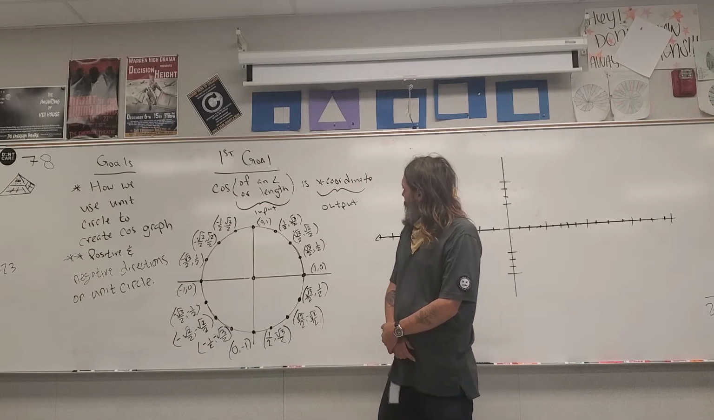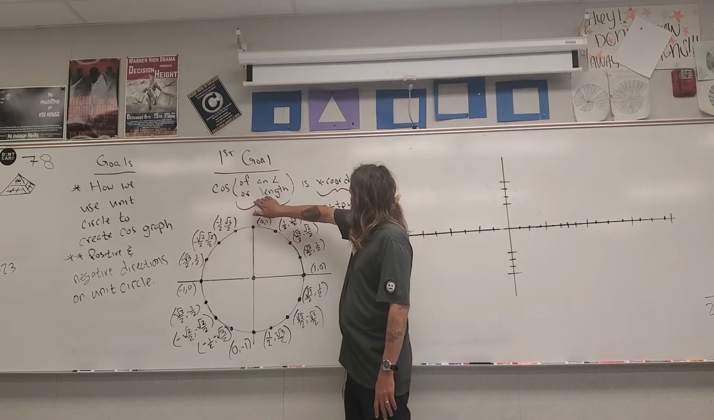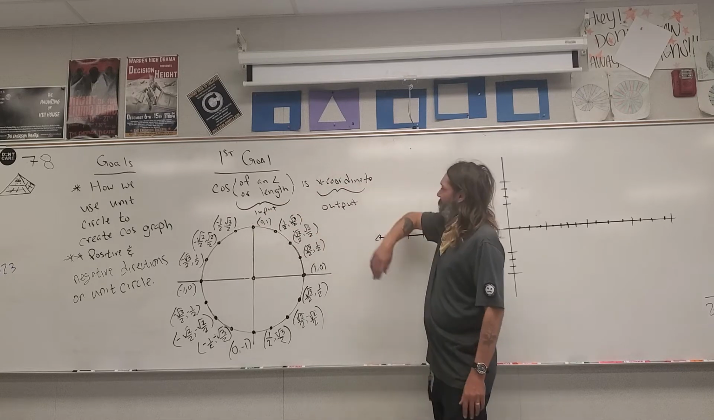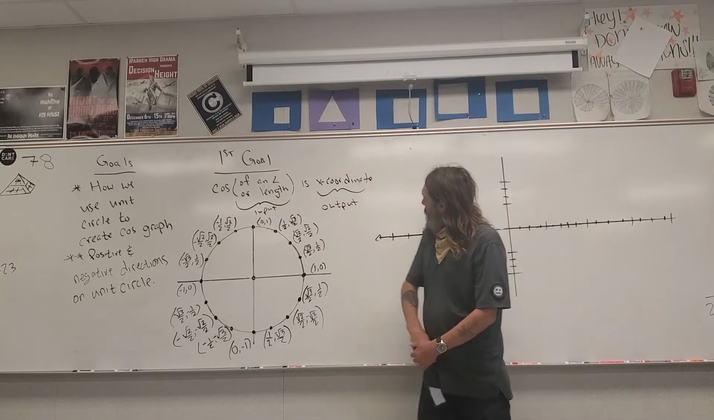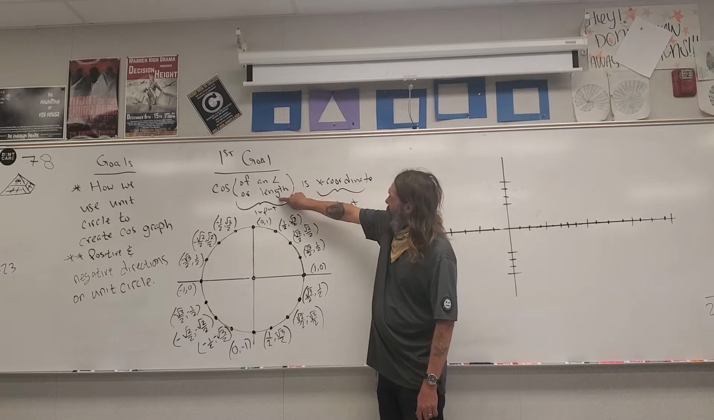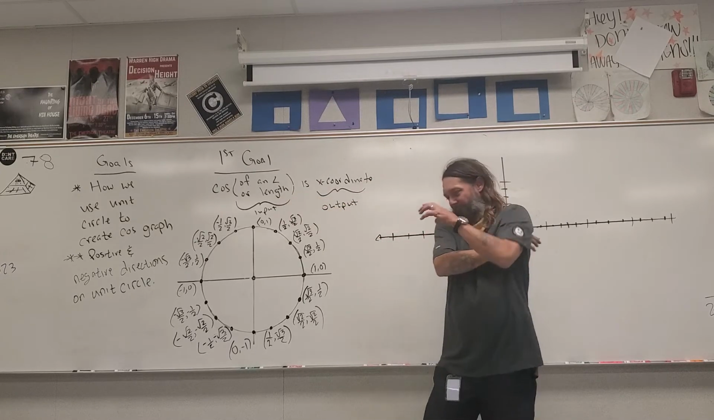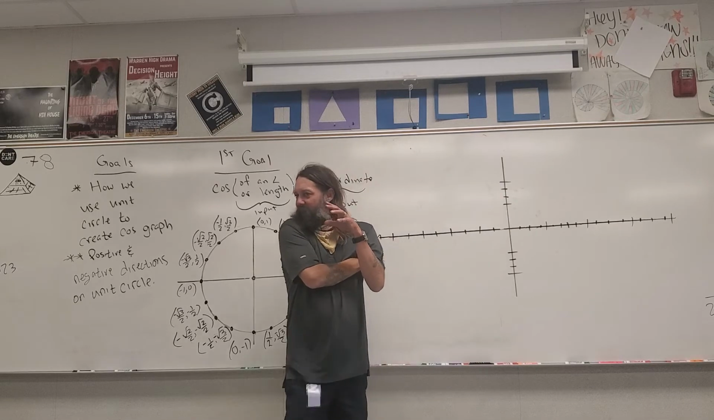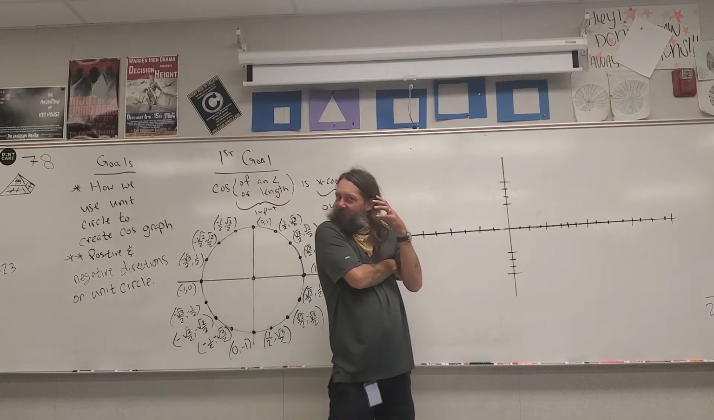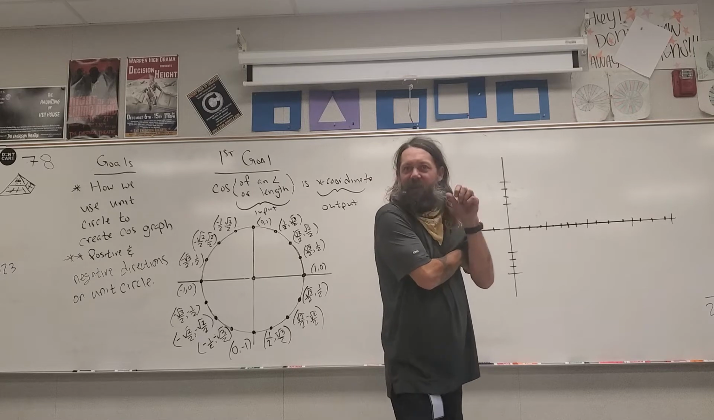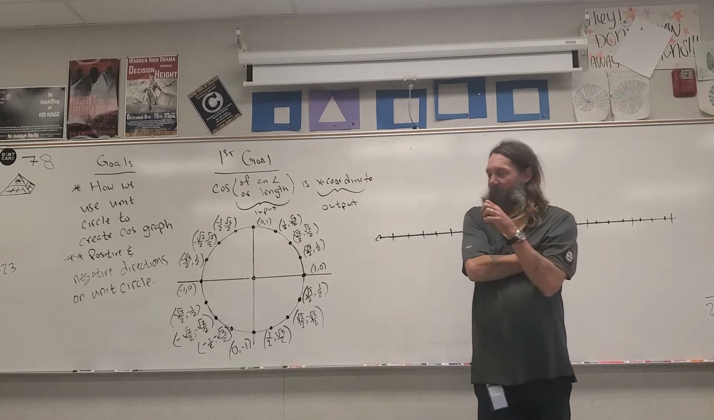And so I have written here, cosine of an angle or a length is the x-coordinate, and I made a little note that the input is actually the angle or the length, and the output is the x-coordinate, which is a little bit counterintuitive because we've been taught that the x value is the input, but it's actually the output for this function.